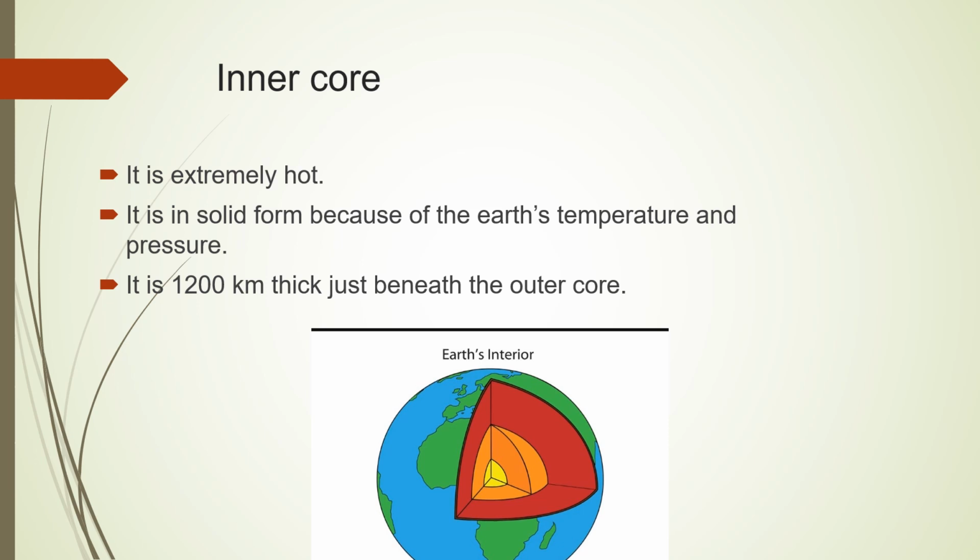It is in solid form because of the Earth's temperatures and pressure. So remember from the mantle we were speaking about higher temperatures, from 500 degrees Celsius. The outer core, we still spoke of higher temperatures and how hot it is. So in this case, it is hotter than what it was before.